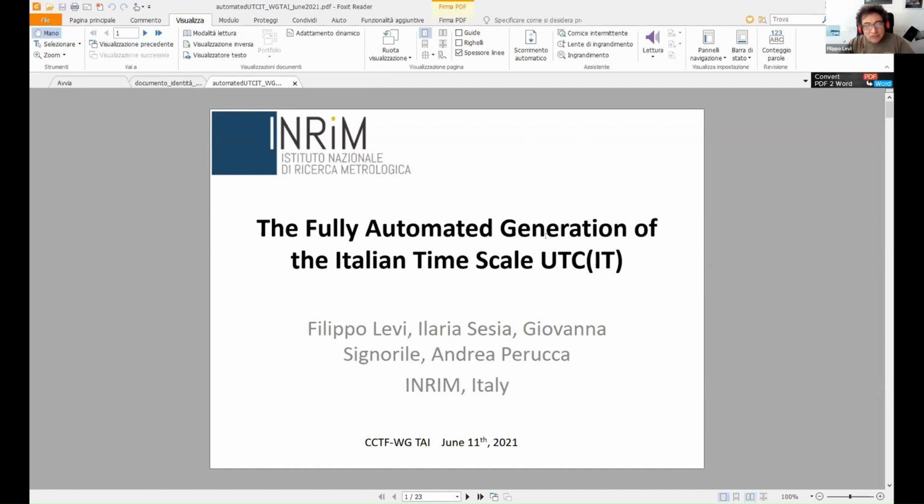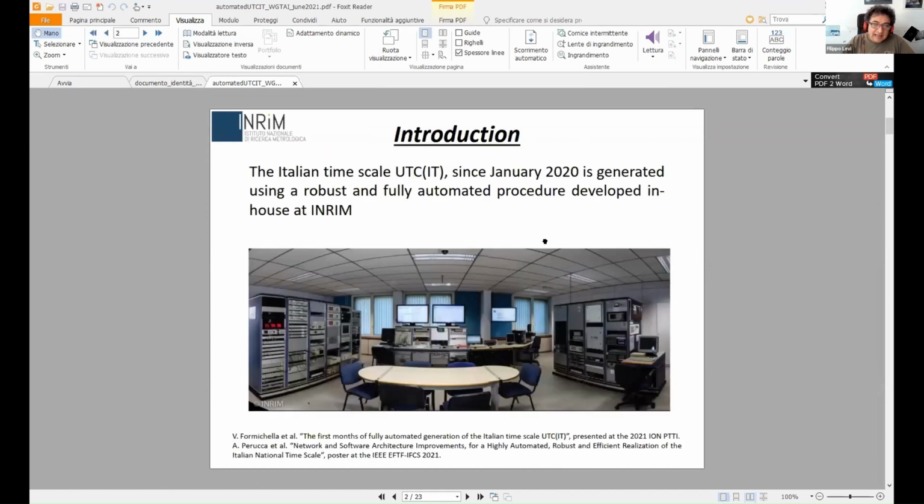present the full automation of the generation of the Italian timescale UTC(IT). This work is done by myself, Ilaria Sesia, Giovanna Signorile, and Andrea Perucca. The Italian timescale UTC(IT), for more than 1 year now, has been generated using a fully automated procedure developed in-house at our institute. Most of the results I present were published or presented at conferences, so I have reported where you can find the relevant references during this presentation.